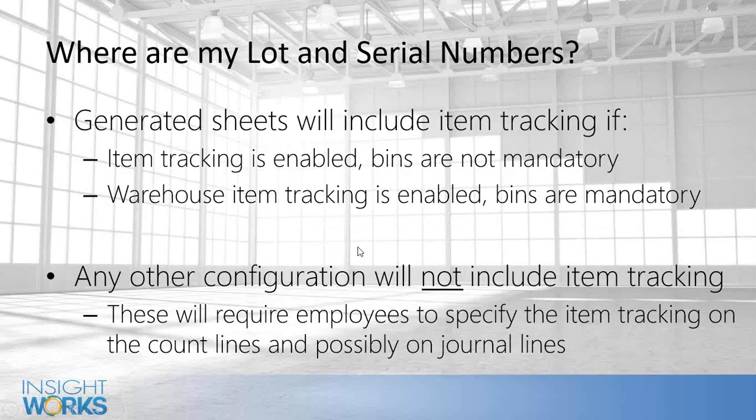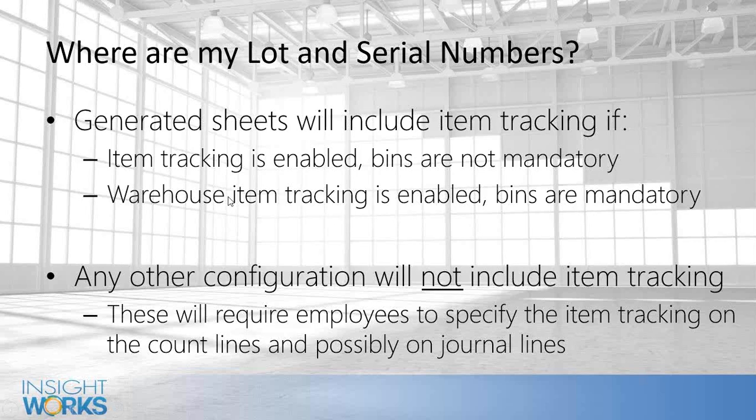Now, one question we often get is that when people generate the count sheets, it doesn't generate the lot numbers or serial numbers on the count sheets. So I generate that count sheet, and it shows me a serialized item and gives me a quantity of 20 with no serial number breakdown. Well, that'll happen if one of these 2 criteria isn't met. If you don't have bins mandatory and you do have item tracking enabled, the count sheets will explode out to show you 1 count sheet per serial number or lot number.